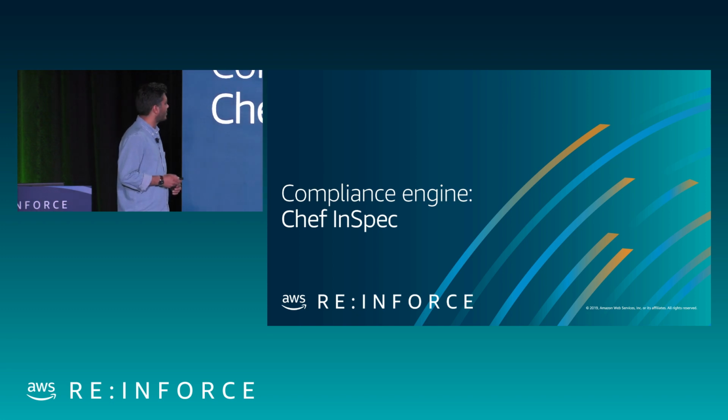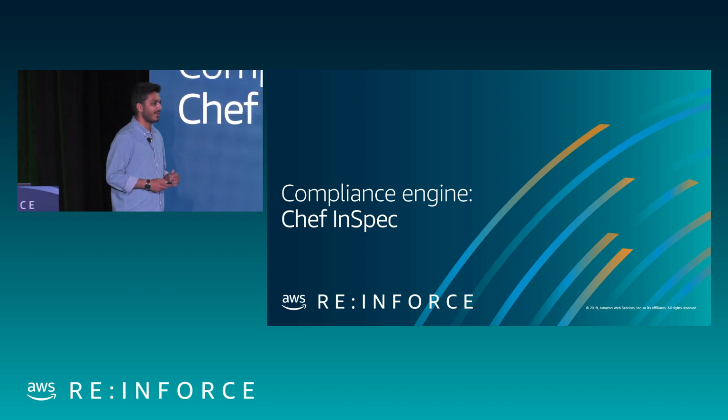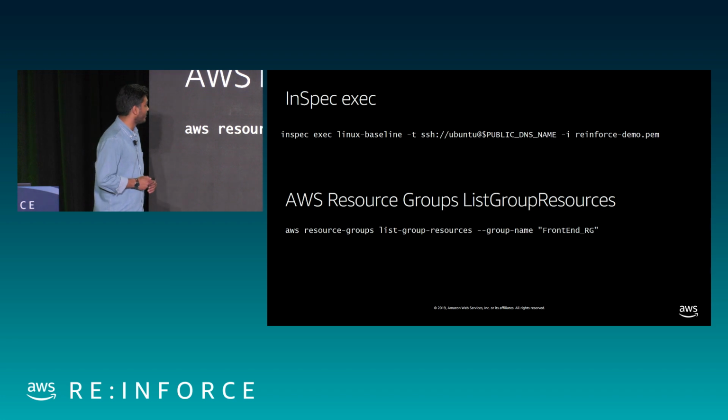Now let's talk about Chef InSpec. Chef InSpec is an open source framework for testing and auditing your applications and infrastructure. It works by comparing the actual state of your system with the desired state that you express in code. You turn your compliance, security requirements, and policy requirements into automated tests. Let's look at an example.